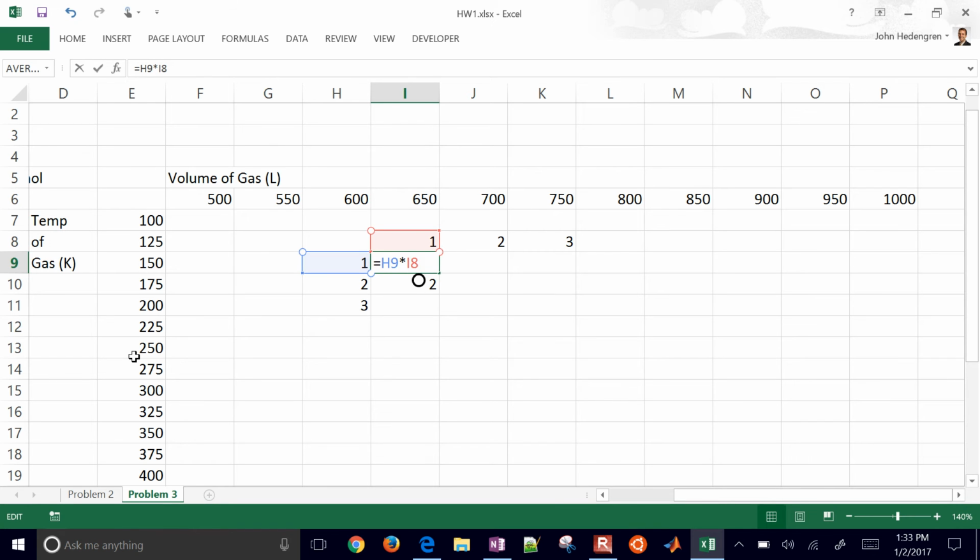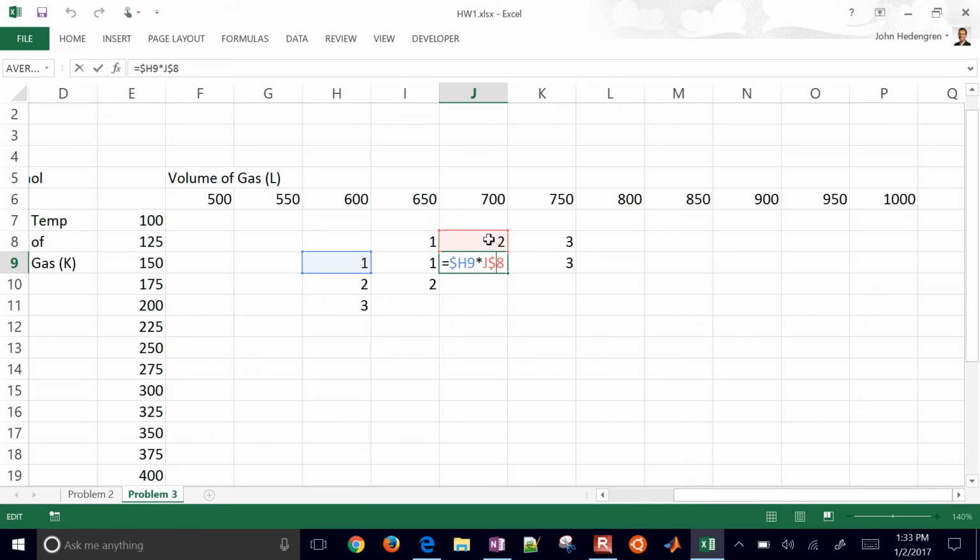I want the H to be fixed as I drag this down, so I'm going to put a dollar sign there to tell it, as I drag down, don't move that one. And then this one, I want the 8 to be fixed, so I always keep that row of values. And for the blue, that column there, I'll let the other value change. Then as I drag this over, I wait till I get the little black crosshair, and it'll fill it in.